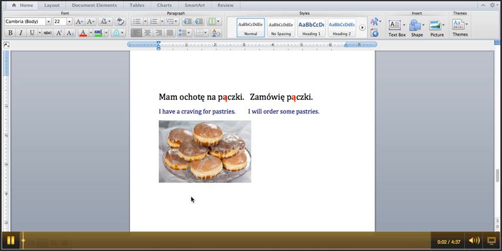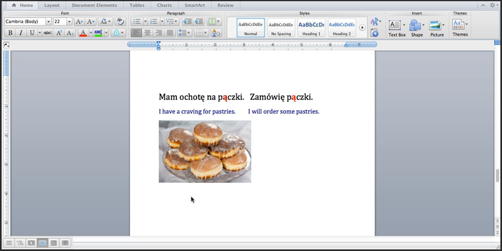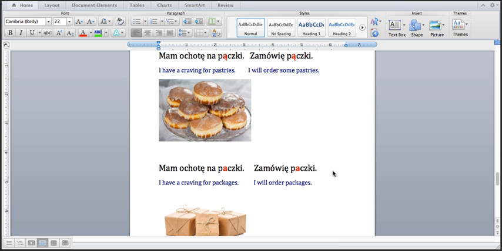You are at a cafe in Poland and you want to order delicious Polish pastries called pączki. You should say, "Mam ochotę na pączki, zamówię pączki." I have a craving for pastries, I will order some pastries. But if you say to your friend, "Mam ochotę na paczki, zamówię paczki," it means: I have a craving for packages, I will order packages. The expression paczki in this cafe situation is obviously wrong.